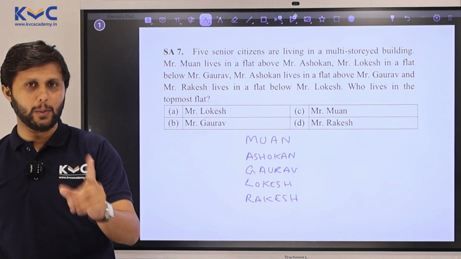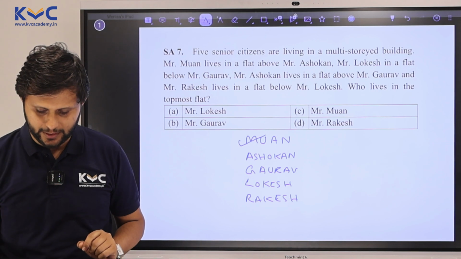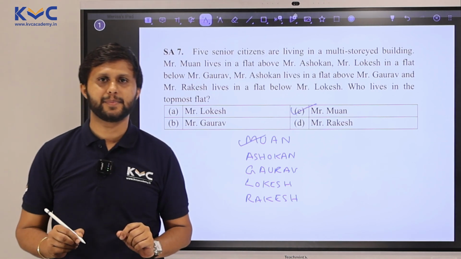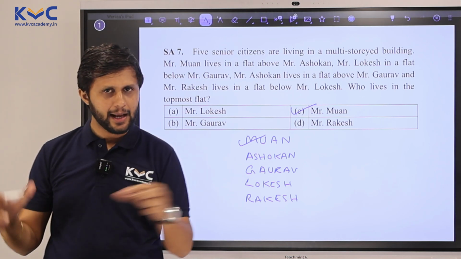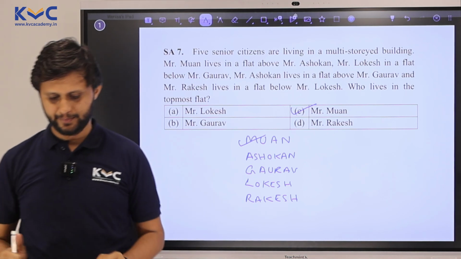Who lives in the topmost flat? And that goes without saying, Mr. Mohan. Correct. So whatever conditions we know, we put them together separately and finally we try to merge them.